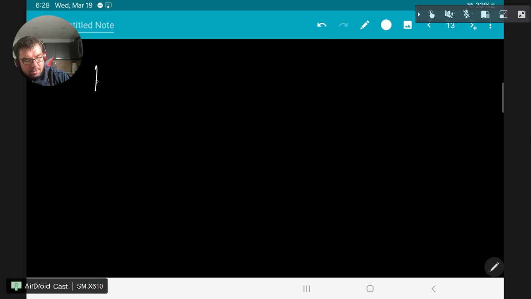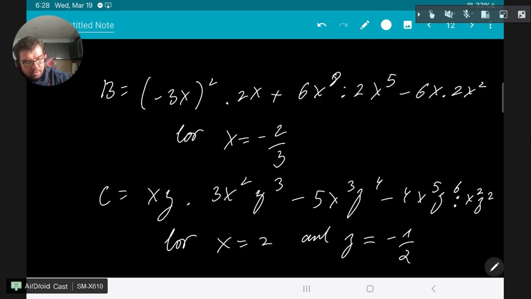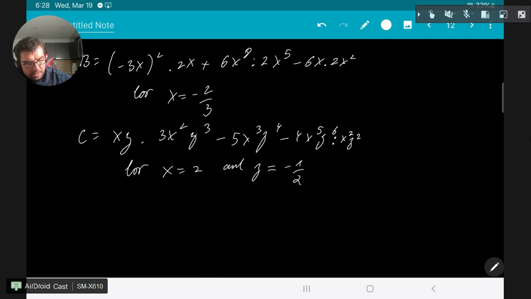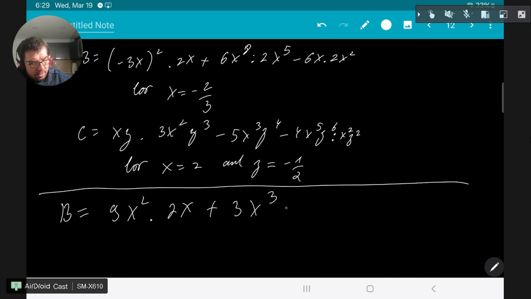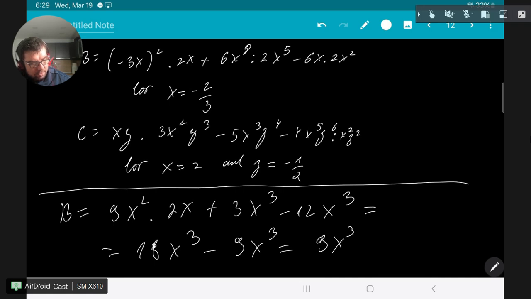Actually, probably I need to write it on a separate page, or maybe I'll just zoom out a little bit here to have space. So b is going to be equal to 9x to the power of 2 times 2x plus 6 divided by 2 is 3, x to the power of 3 minus 12 x to the power of 3. Okay, so this is 18x to the power of 3 minus 3 minus 12 is minus 9 x to the power of 3. So finally I get 9x to the power of 3.